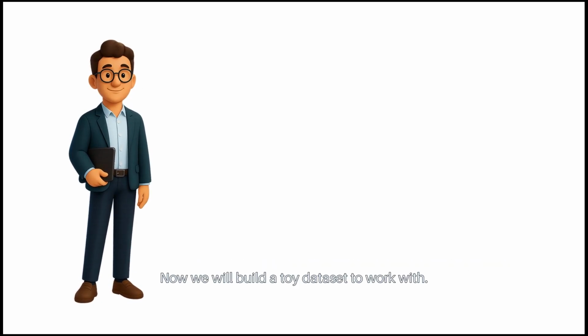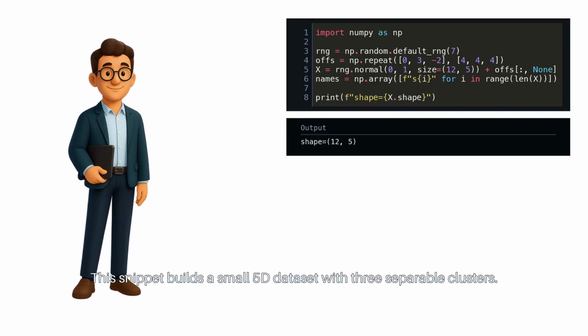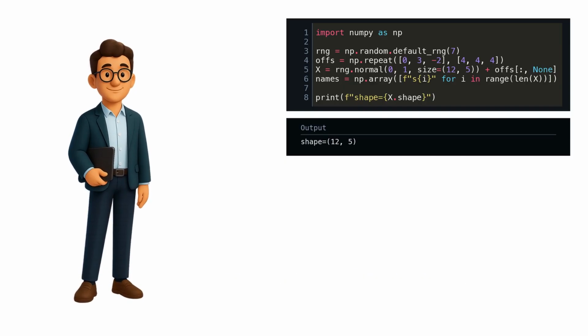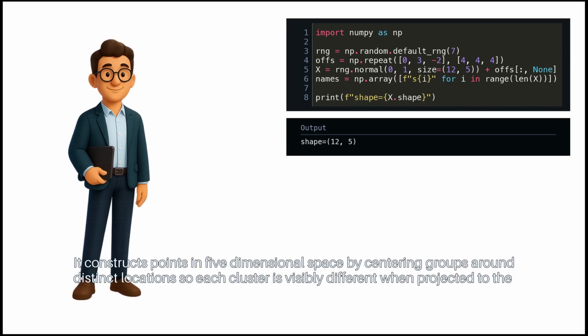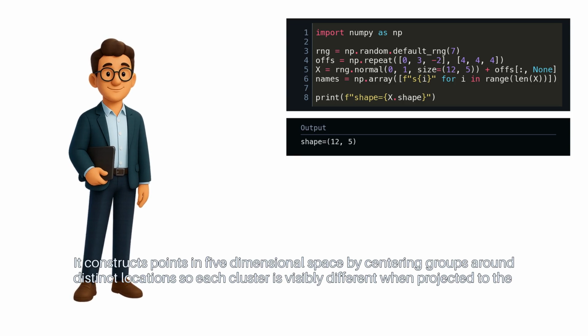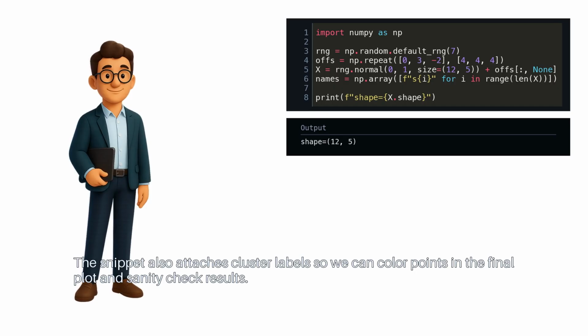Now we will build a toy dataset to work with. This snippet builds a small 5D dataset with 3 separable clusters. It constructs points in 5-dimensional space by centering groups around distinct locations, so each cluster is visibly different when projected to the right axes. The snippet also attaches cluster labels so we can color points in the final plot and sanity check results.